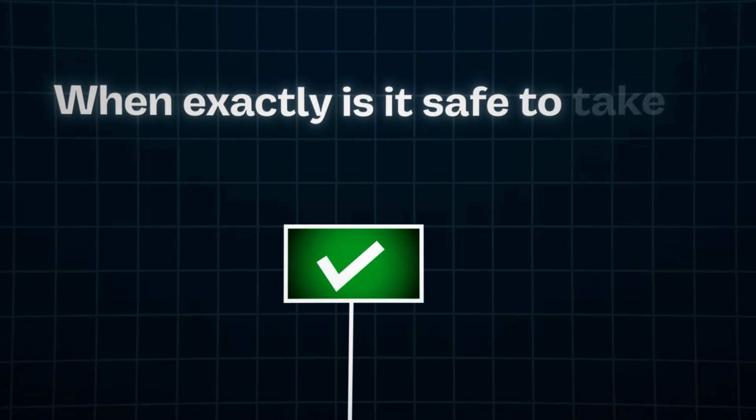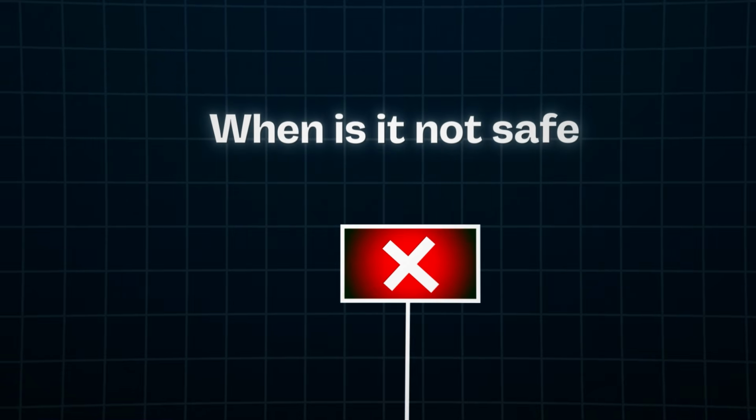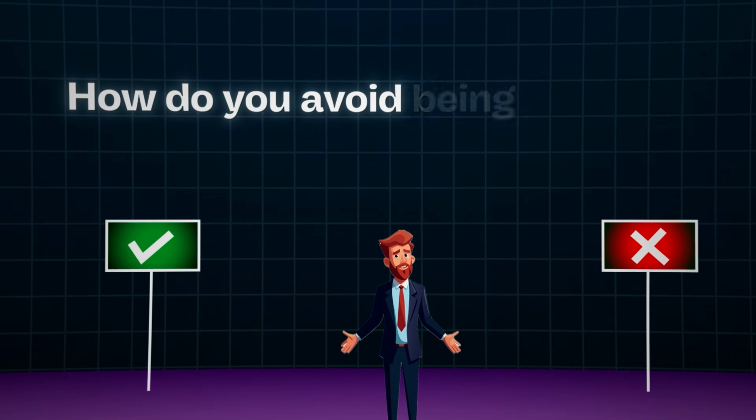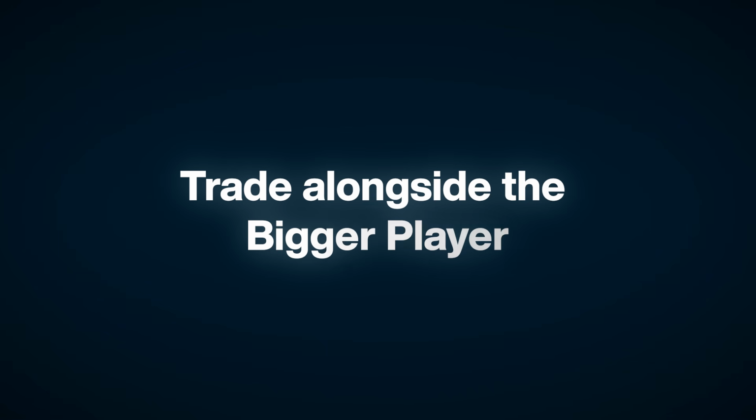So hopefully by now you understand when exactly it is safe to take a retest on a trend line break, and when it is not safe, and how to avoid being trapped on the wrong side of things, being the liquidity for the bigger players to push price further. Instead, you want to make sure that you're patient enough to wait for other traders to be trapped and then trade alongside the bigger players. That's how you are able to make consistent profit in the market.